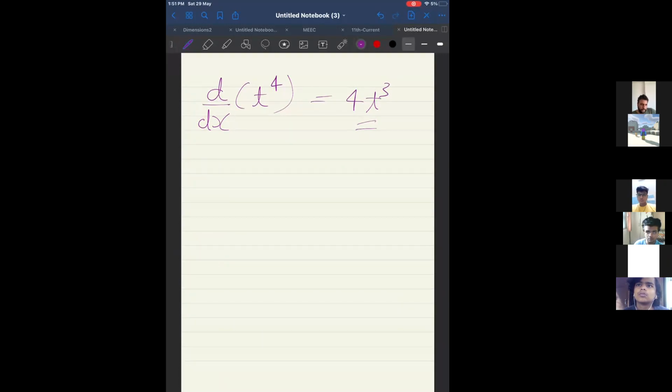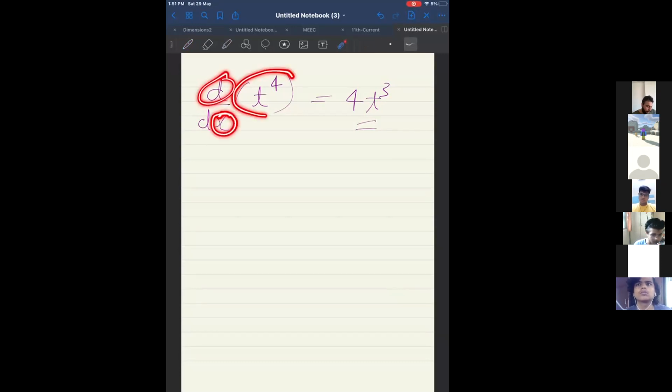T is not x. Therefore t is a constant. Yeah, but we are assigning x as a variable. But in this differentiation, we are taking with respect to x. If it was with respect to t, then we can, t is also a variable. Now, listen to me carefully. My differentiation in this case is with respect to x. And inside the bracket, do I have any x term? No. Therefore, my answer should be 0.